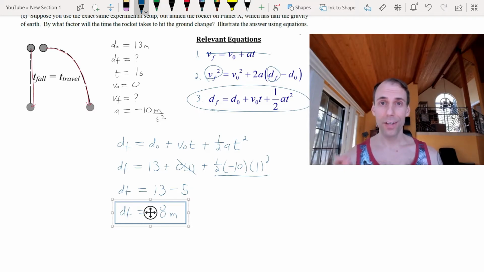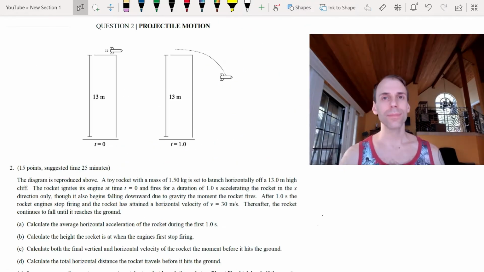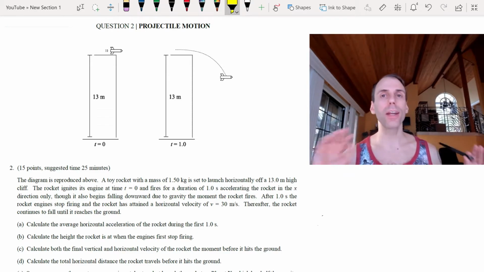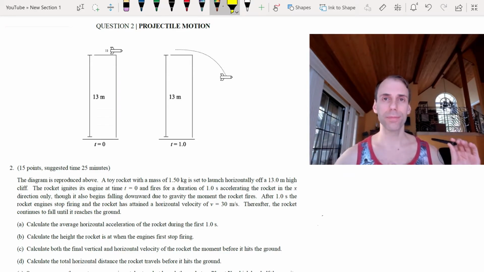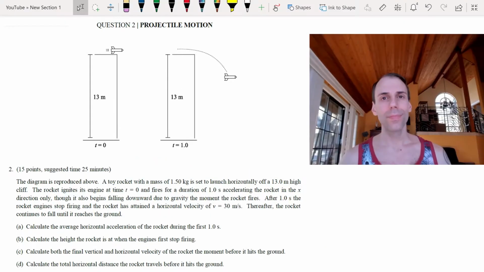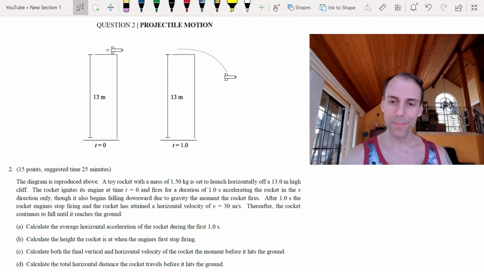All right, so let's get ready for part C. Now it's time to attempt part C. Take a look over it carefully, and then we will go through the solution. As always, attempt it on your own first. Even if you have no idea where to start, try something. All right, you ready for part C?